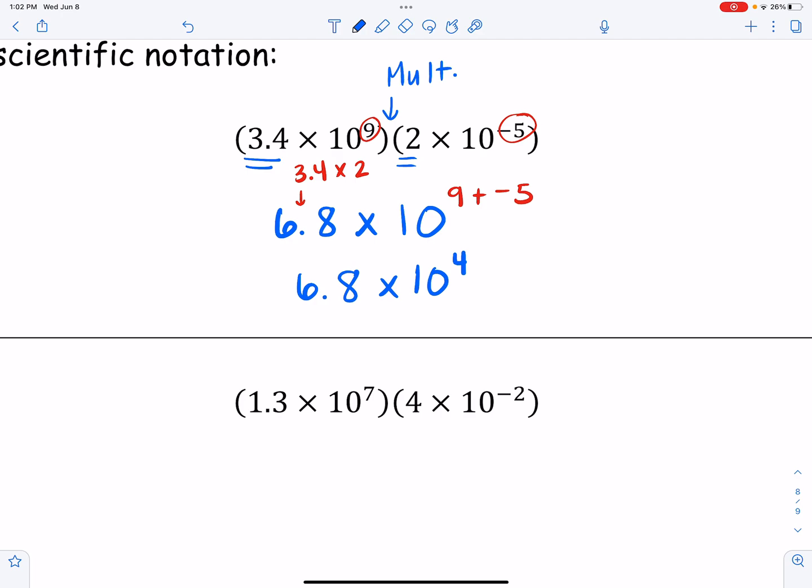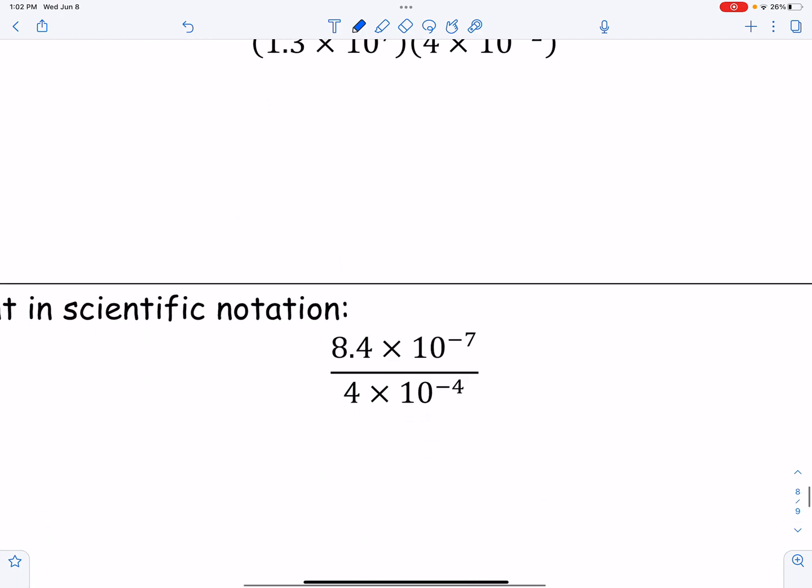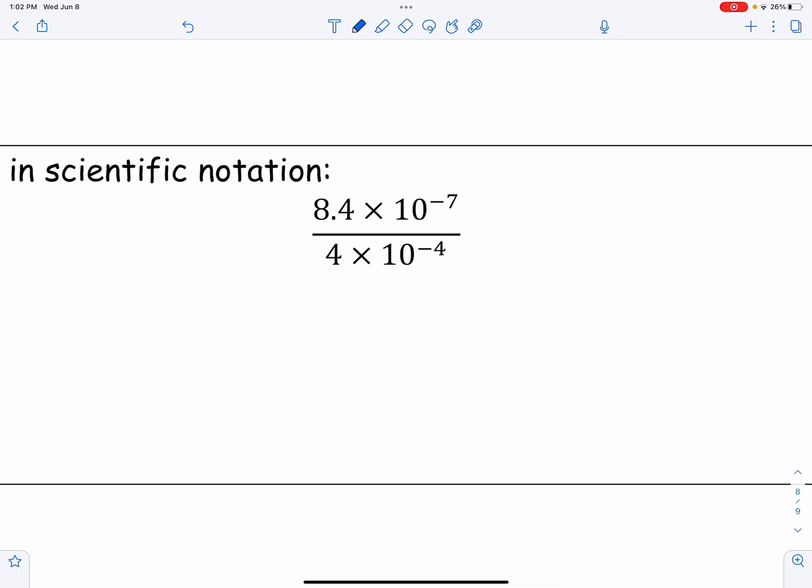All right, so this next one will work just the same. I'll leave that one for you. With division, you just want to remember that you're going to be subtracting your exponent. So once again, you can start with just the numerical part, 8.4. This one's division, so divide it by 4. That's going to give me 2.1.